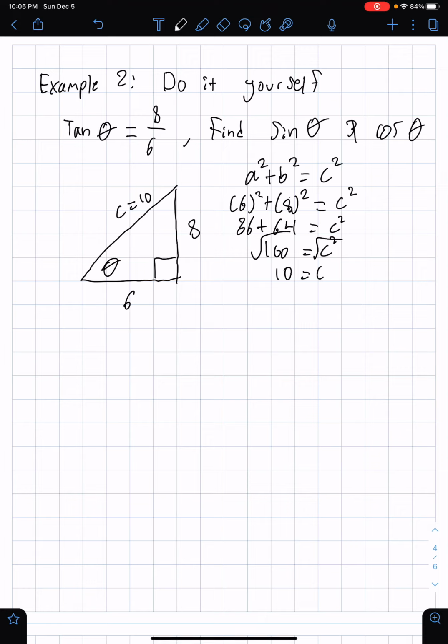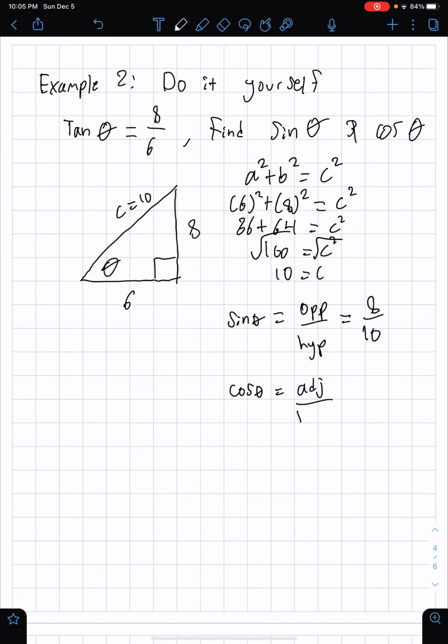So then now we're asked to find sine of theta and cosine of theta. So we know from SOHCAHTOA, sine of theta is equal to the opposite over the hypotenuse, which is equal to 8 over 10. And then we have cosine of theta, which is equal to the adjacent over the hypotenuse, which is equal to 6 over 10. Alright, I hope you guys got that. If you didn't, let me know if you have any issues.